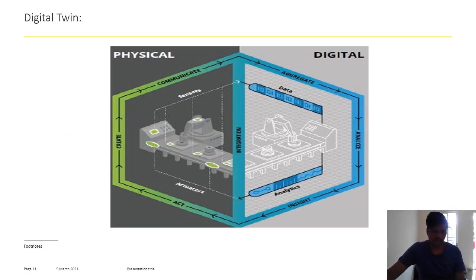In this particular diagram, you can see on one side there is a physical system, on the other side there is a digital system. So this is collaborated in such a way that the physical system is working with the digital system. That is why the name has been given as digital twin.